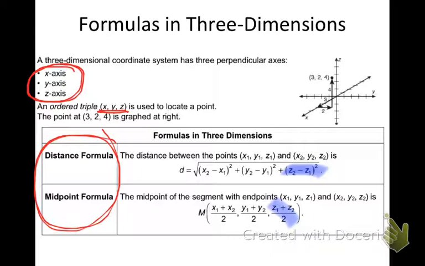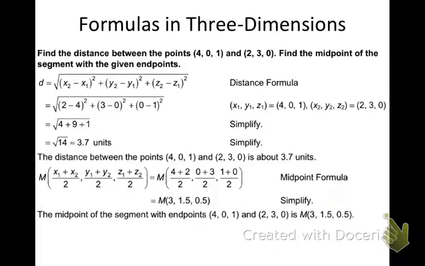So as we look here at an example, find the distance between the points (4, 0, 1) and (2, 3, 0). Then find the midpoint of the segment. Again, I just look for the distances. What's the difference from 4 to 2? Well, I get 2 squared, 4. Difference from 3 to 0 is 3. 3 squared is 9. Distance from 0 to 1 is 1. 1 squared is 1. Add them. 4 plus 9 plus 1 is the square root of 14. Square root of 14 is approximately 3.7.